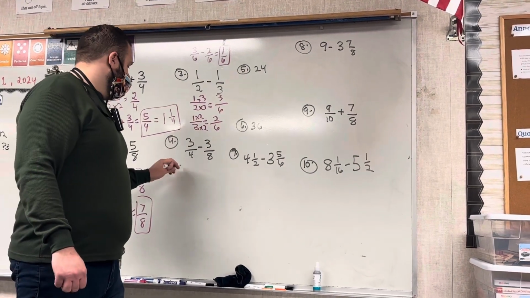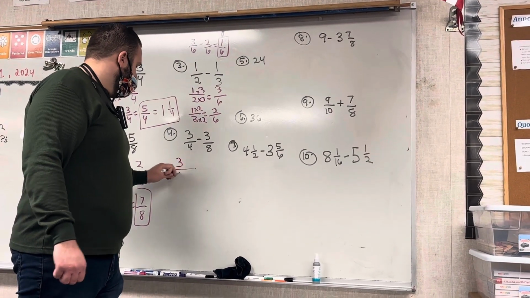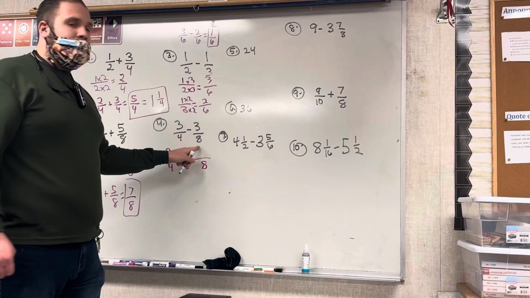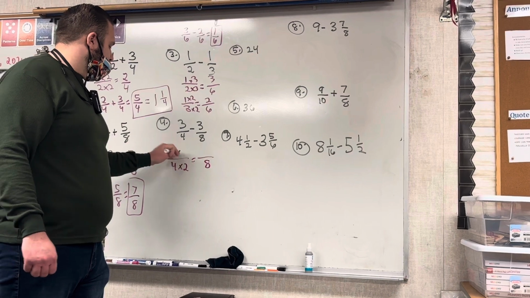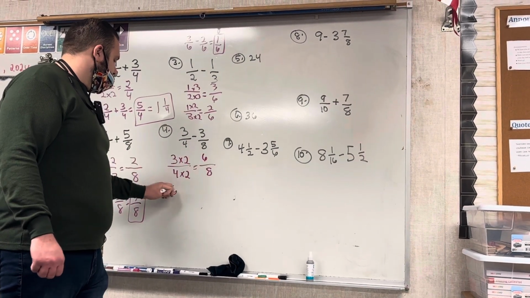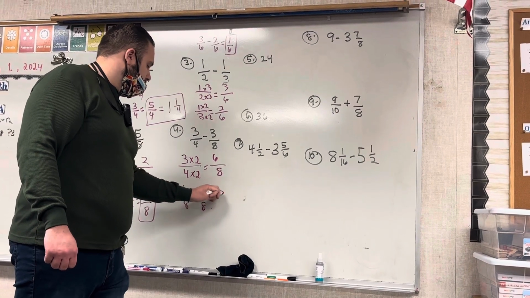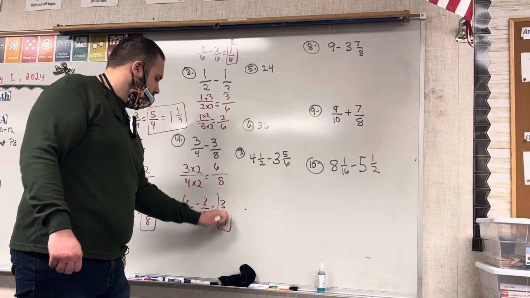Number 4. You got 3/4 minus 3/8. The 4 can become an 8 if you multiply the top and bottom by 2. That gets us 6/8. 6/8 minus 3/8 equals 3/8.